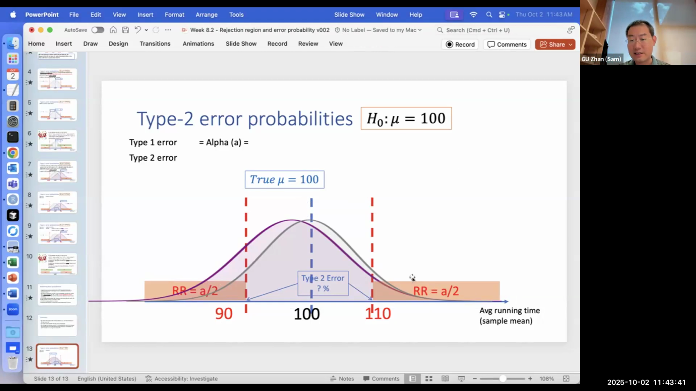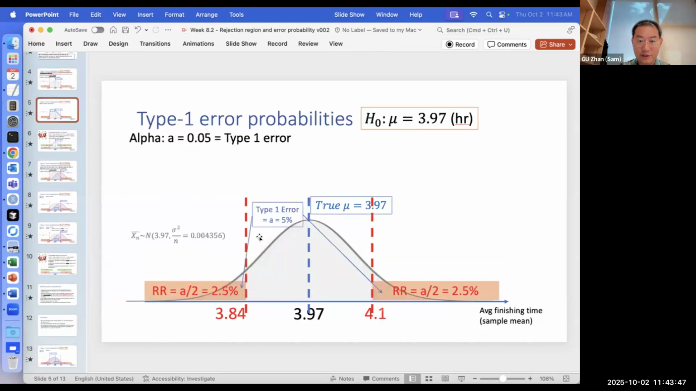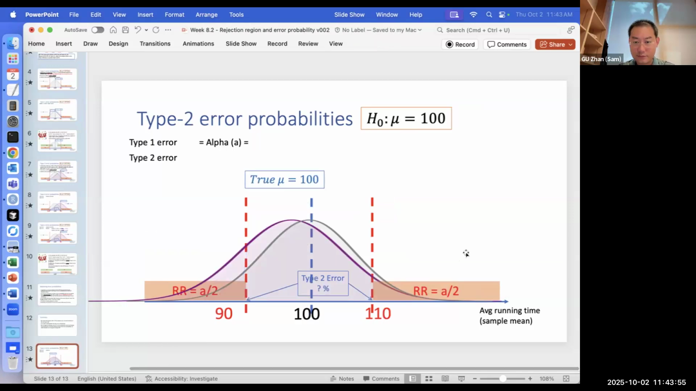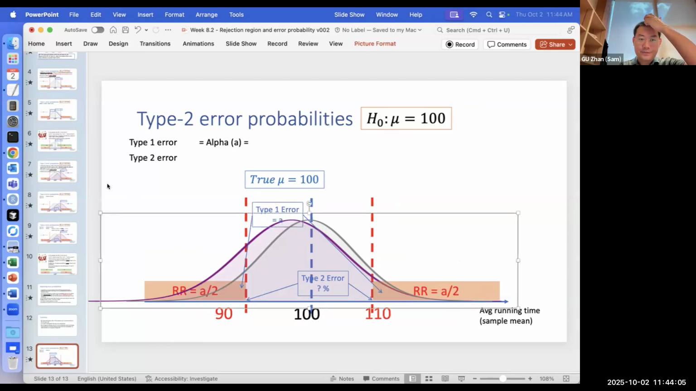These two parts are your type 1 error. Where is the type 1 error? Your type 1 error should be shown here. But the error rate we do not know at the moment. Later we can show you. We're going to calculate these two.